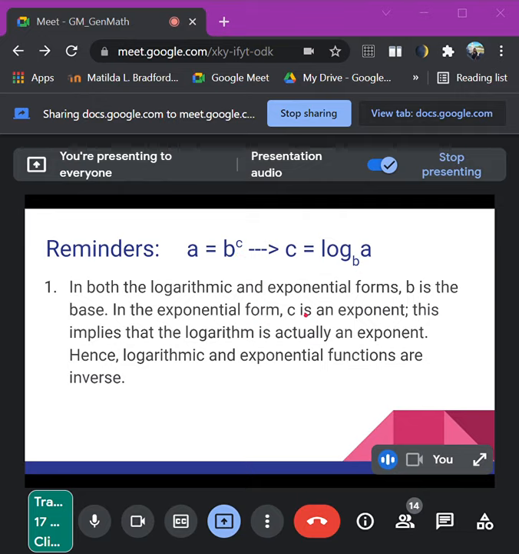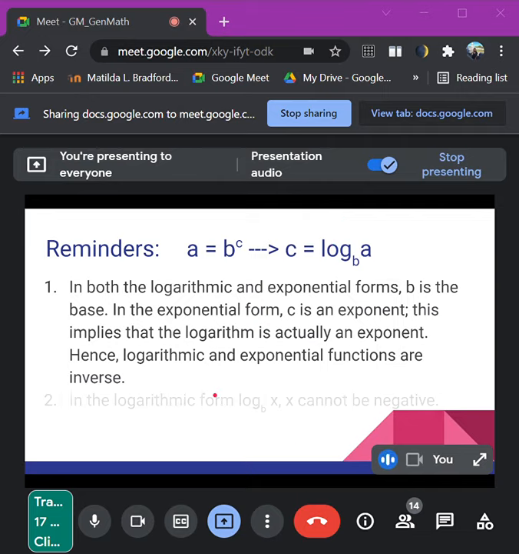And this implies that the logarithm is actually an exponent. So the log here means that it is the exponent in your exponential form. Hence, logarithmic and exponential functions are inverses. The inverse of exponential is logarithmic, and the inverse of logarithmic is exponential.